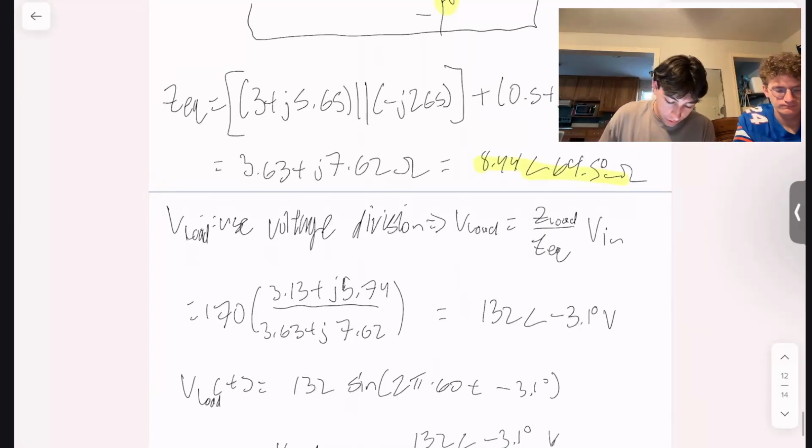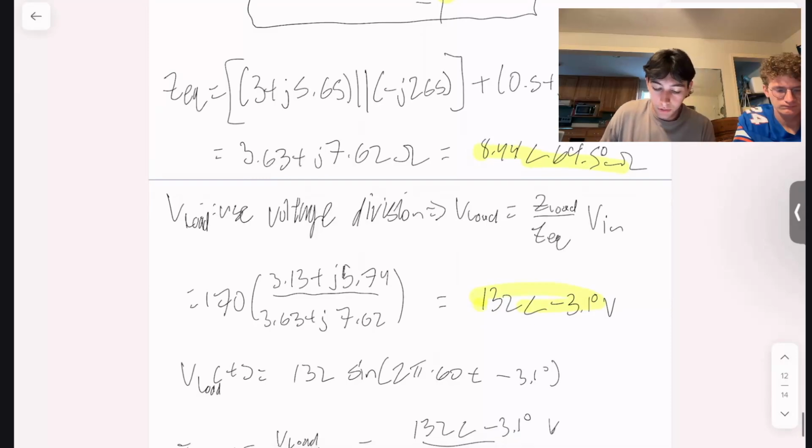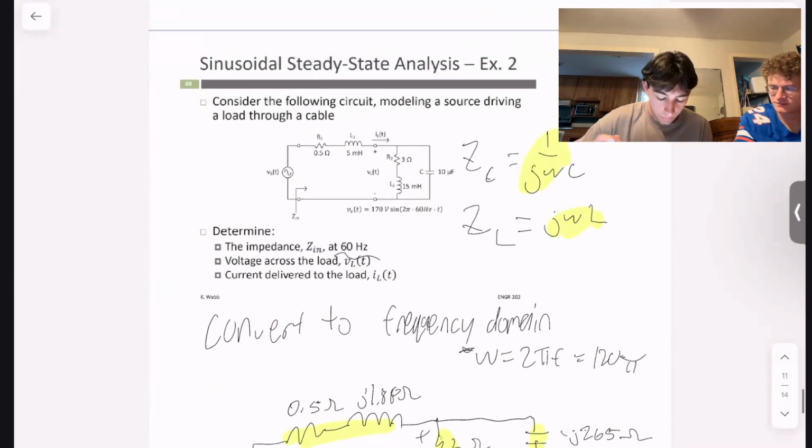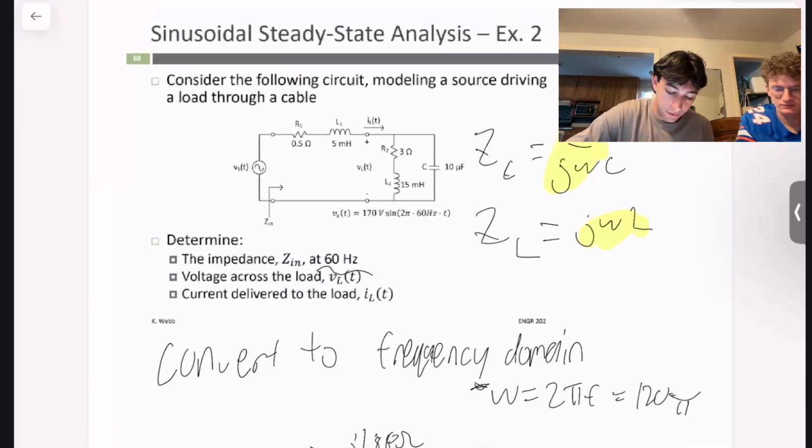And from this right here, we can express this in the time domain. 132 is going to be your amplitude. Negative 3.1 degrees is going to be your phase. So that can be expressed in the time domain as 132 sine of 2 pi times 60t minus 3.1 degrees. Also, make sure that when you express it in the time domain, be mindful of the trig function they give you here.